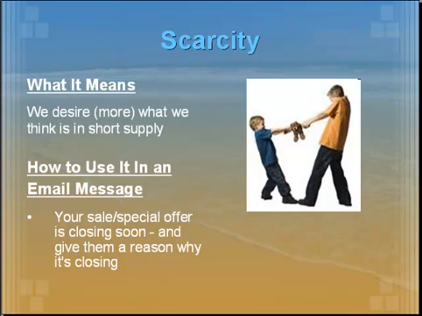Next one is scarcity. What it means is we desire more what we think is in short supply. So we might have desire for something, but if we think it's in short supply, if we think it's rare, if it's scarce, then we will desire it even more. And you can think of it in terms of the forbidden fruit even. You can see these two kids fighting over this toy. I guarantee you, if they walked into a room full of toys and this little guy or his brother started playing with a truck, for example, the other one would gravitate, would drop this teddy bear and go straight for the truck, because we desire what we think is in short supply.